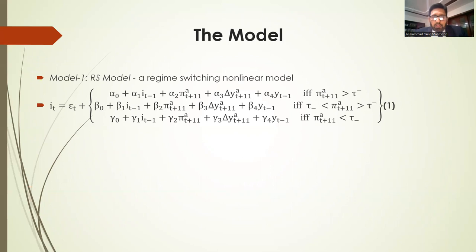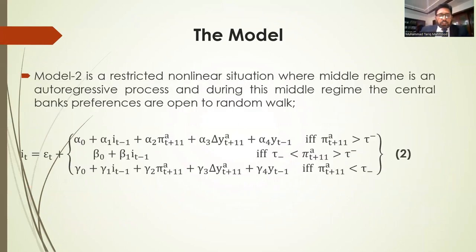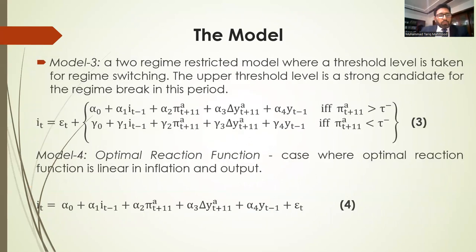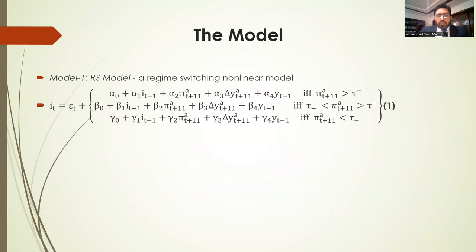The model, as I can show you further, we have used four models, and all these four models are named differently and are assumed differently as well. We have used a different set of parameters for every model. So the first model is the regime switching model.